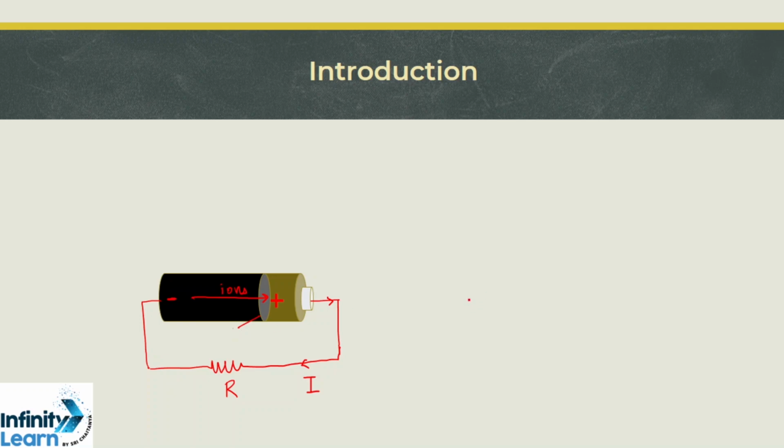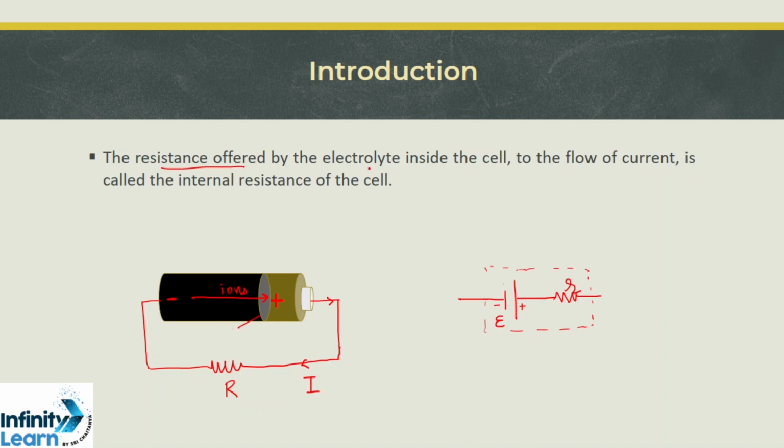So generally a cell is denoted by a symbol like this, with one terminal positive and the other negative. But in practical cases, all cells have internal resistance, and the internal resistance is denoted by small r. So this is the representation of a practical cell, where the cell has EMF E and internal resistance r. To conclude, the resistance offered by the electrolyte inside the cell to the flow of current is nothing but the internal resistance of the cell.